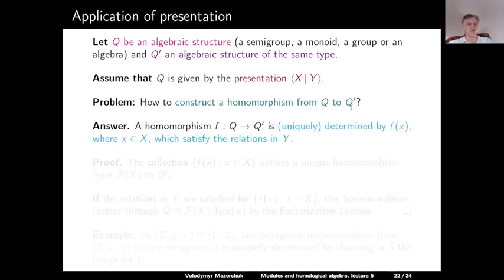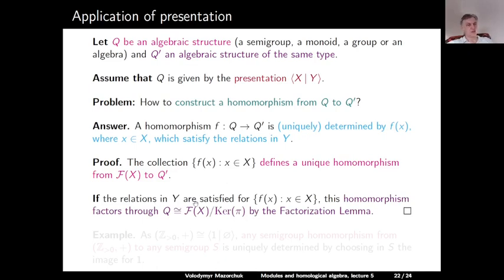And here is the answer. Any homomorphism f from Q to Q prime is uniquely determined by the images under f of the elements from our generating set x. And in order for this to be a homomorphism, these need to satisfy the relations which are given by the relations in y. Proof. So the collection f of x, where x is in x, defines a unique homomorphism from the free structure on x to Q prime. This is exactly the free property of the free structure on x.